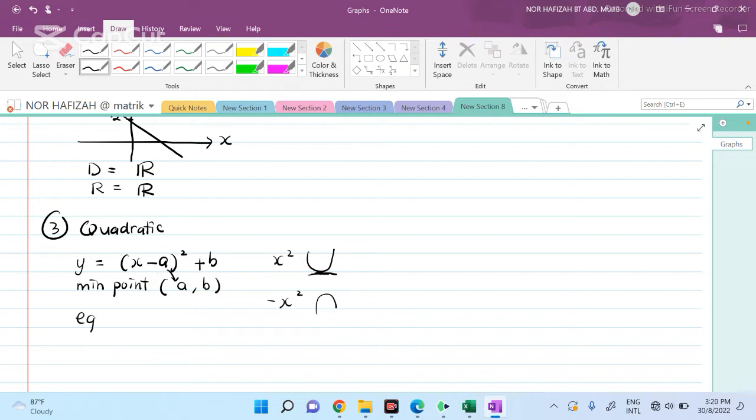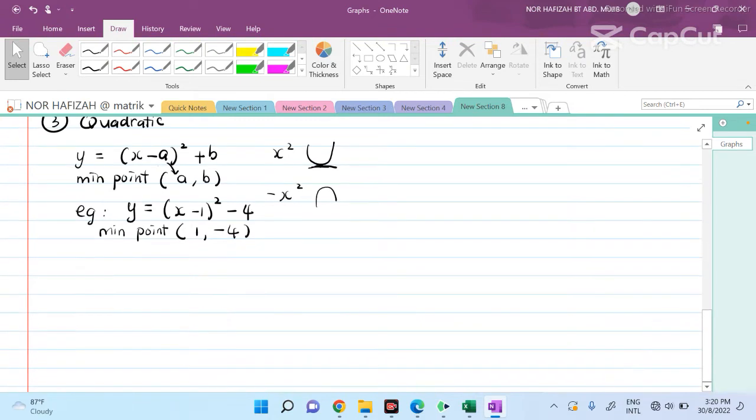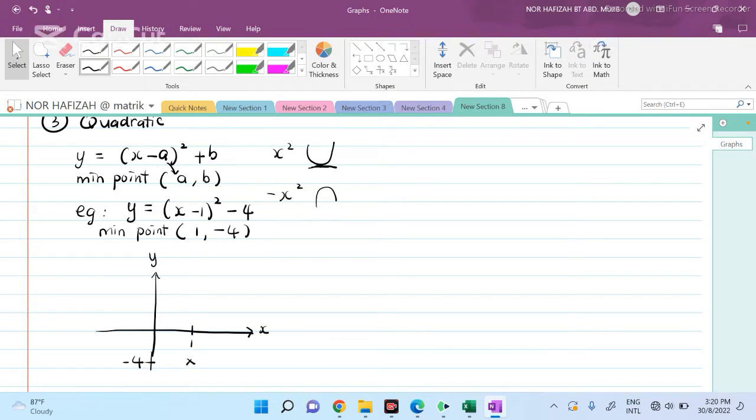So for example we have x minus 1 squared and then minus 4. What will be the minimum point? 1, negative 4. So when you sketch the graph, that is the lowest value, negative 4. Negative 4 is here, 1 is here. So we draw the quadratic, a smiling graph because it is positive. But we are not finding where it cuts the x axis, so we just estimate.